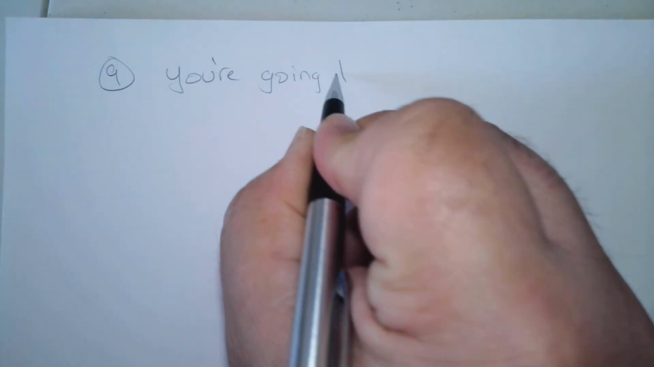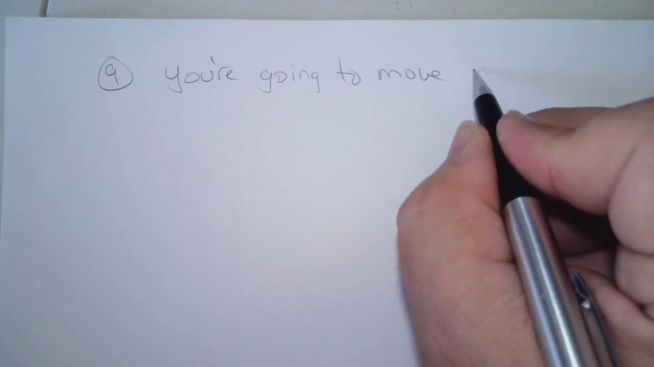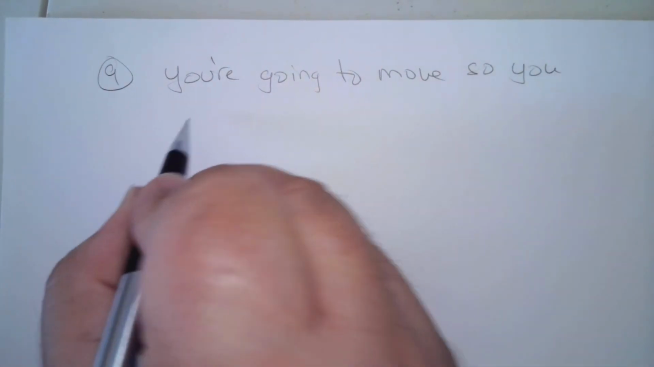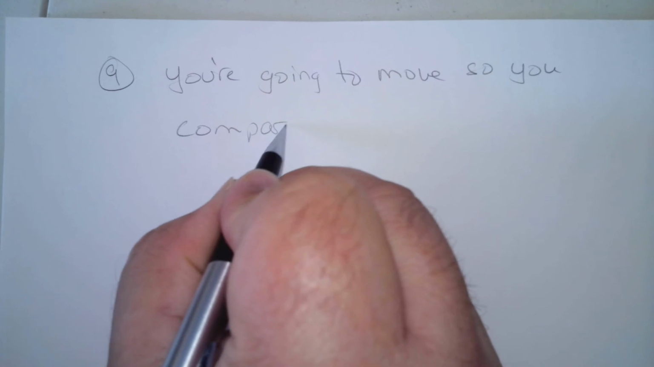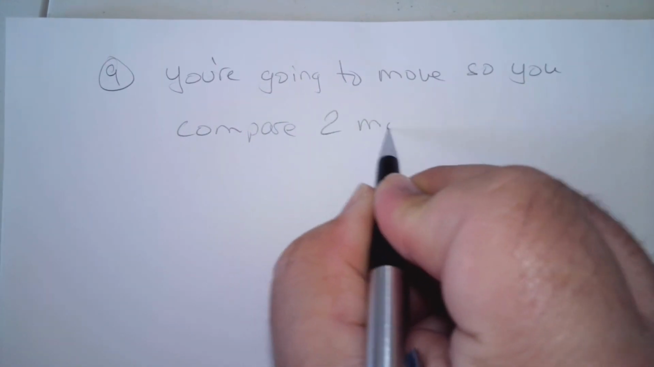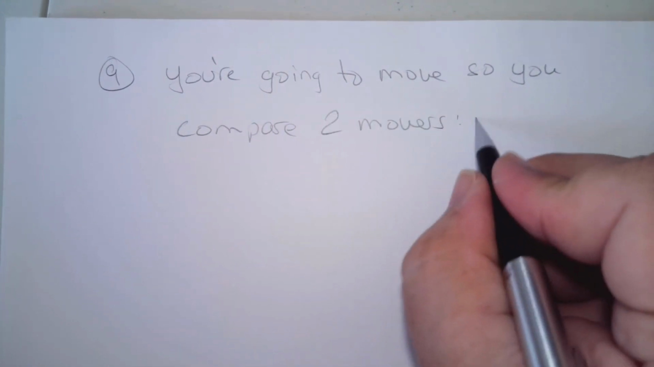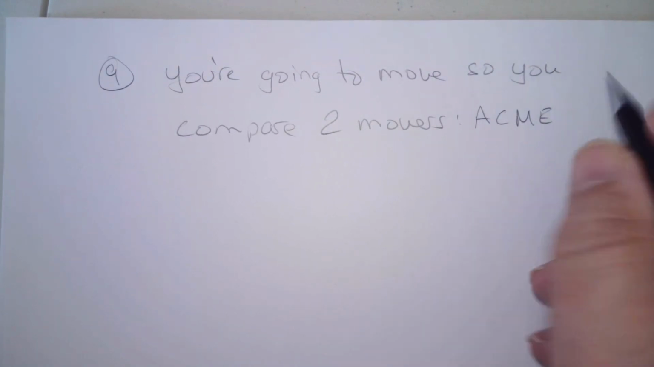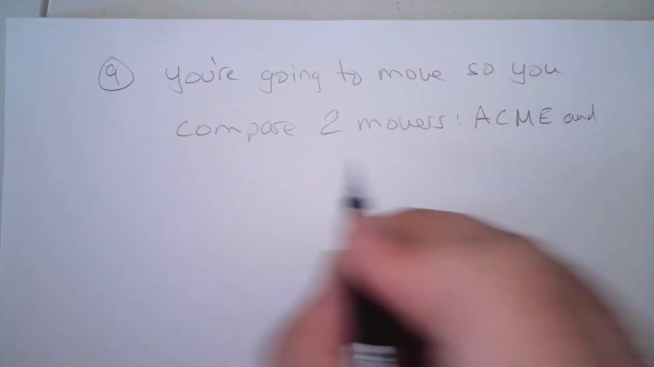All right. Last one from this section. This will close out chapter 1. It's a word problem. You're going to move. So you compare two movers, Acme and Hanks.